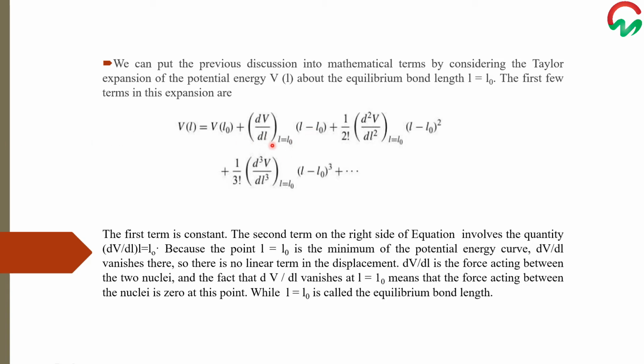dV/dL is actually the force acting between the two nuclei, and the fact that dV/dL vanishes means that at L equals L naught, the force acting between the nuclei is zero at this point, and L equals L naught is called the equilibrium bond length.